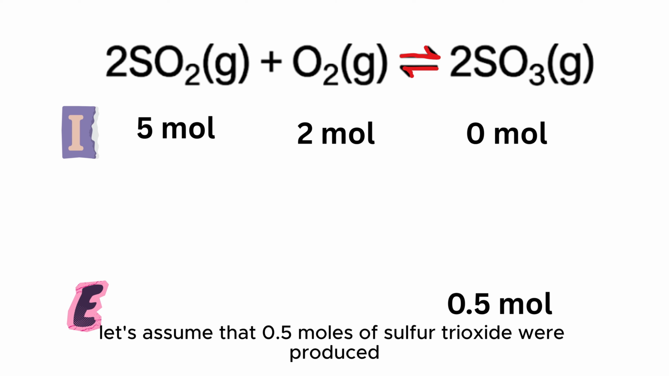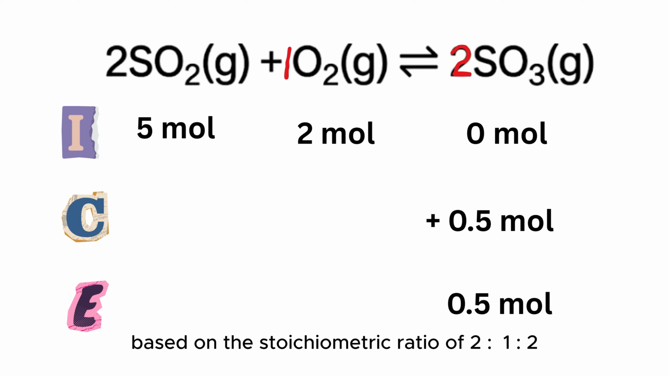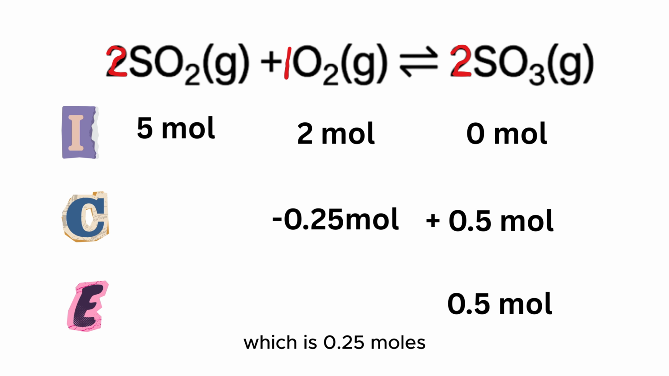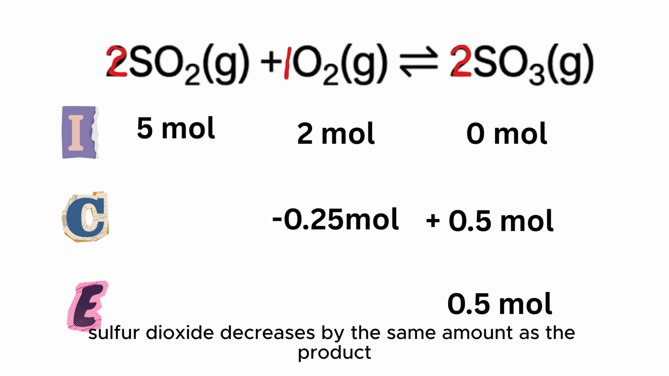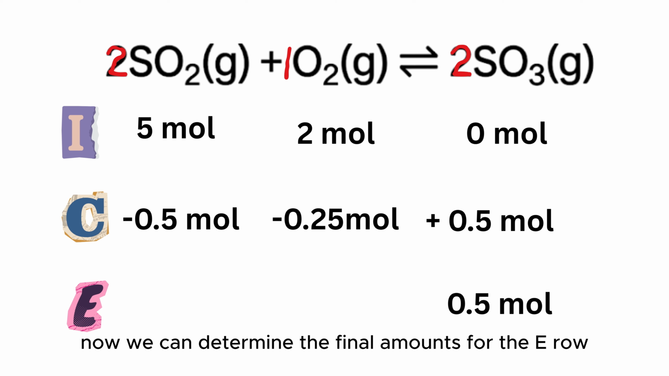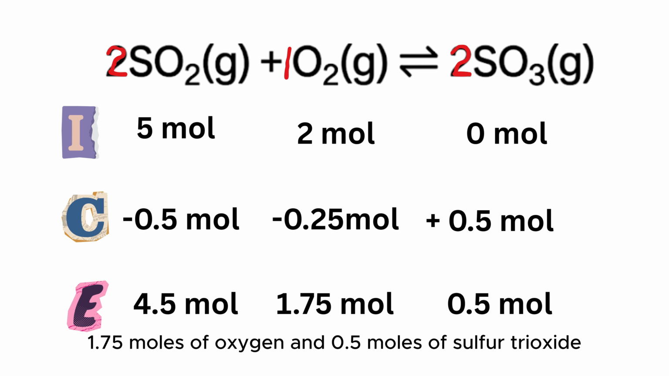Let's assume that 0.5 moles of sulfur trioxide were produced at equilibrium. In the C row, this means sulfur trioxide increases by 0.5. Based on the stoichiometric ratio of 2:1:2, oxygen must decrease by half that amount, which is 0.25 moles. Sulfur dioxide decreases by the same amount as the product, which is 0.5 moles. Now we can determine the final amounts for the E row. We have 4.5 moles of sulfur dioxide, 1.75 moles of oxygen, and 0.5 moles of sulfur trioxide.